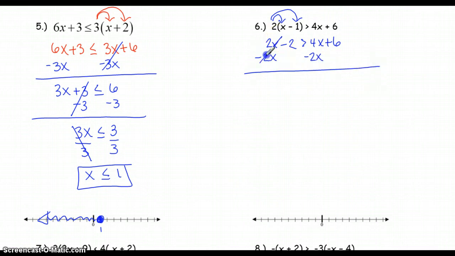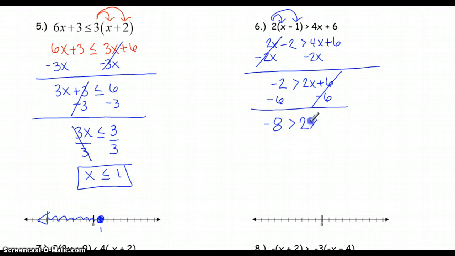And when I do that, we're left with -2 is greater than 2x plus 6. But now the idea is to get x by itself, so I have to subtract 6 from both sides. And when we do that, -2 minus 6 is -8, which is greater than 2x. And then the last step is to divide both sides by 2. So we get -4 is greater than x.